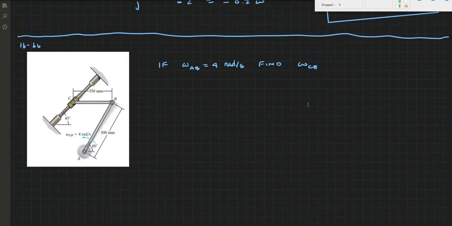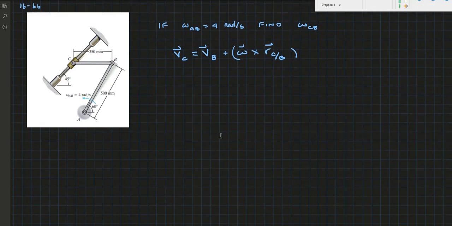Okay, let's do another one. So this is 16.66 in your book. And all right, so if the angular velocity of AB is 4 rads per second as shown here, let's find the angular velocity of CB. Okay, so let's use the relationship we developed. Velocity of C equals the velocity of B plus omega cross position of C with respect to B.